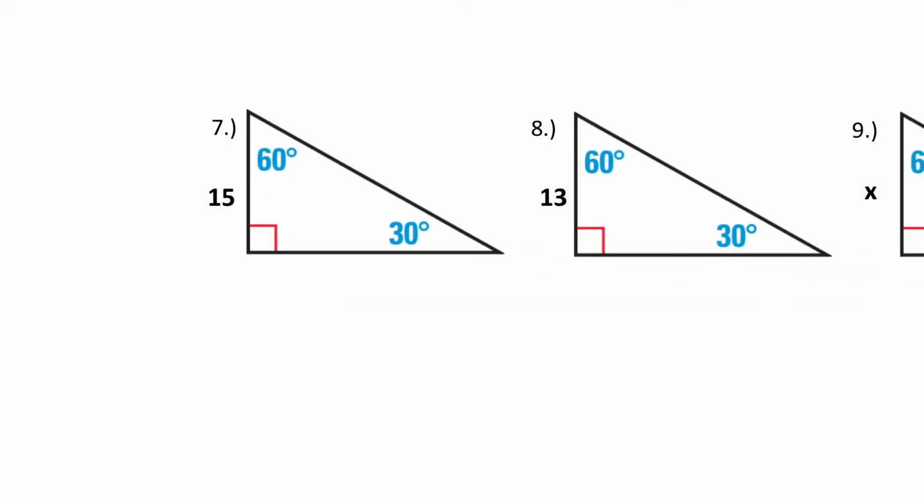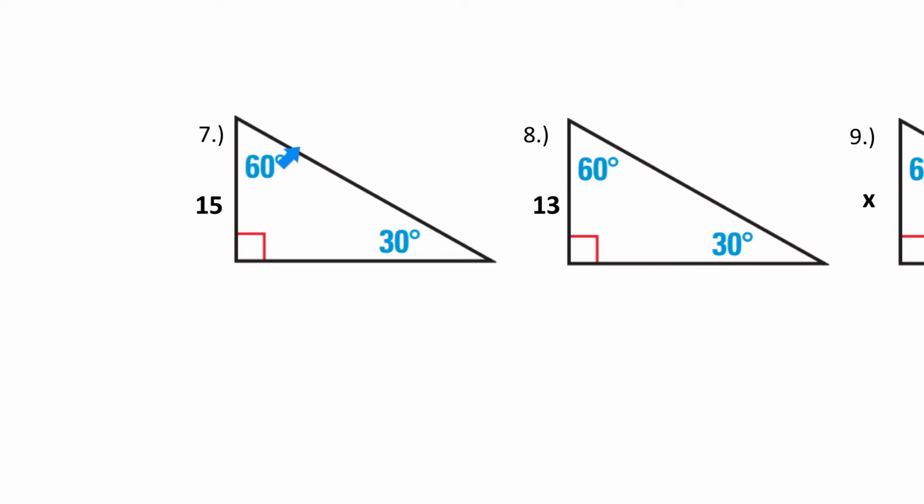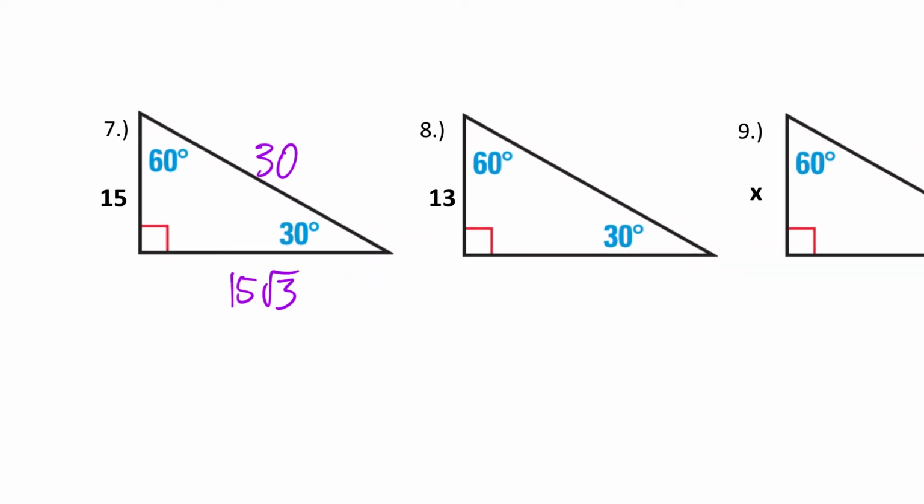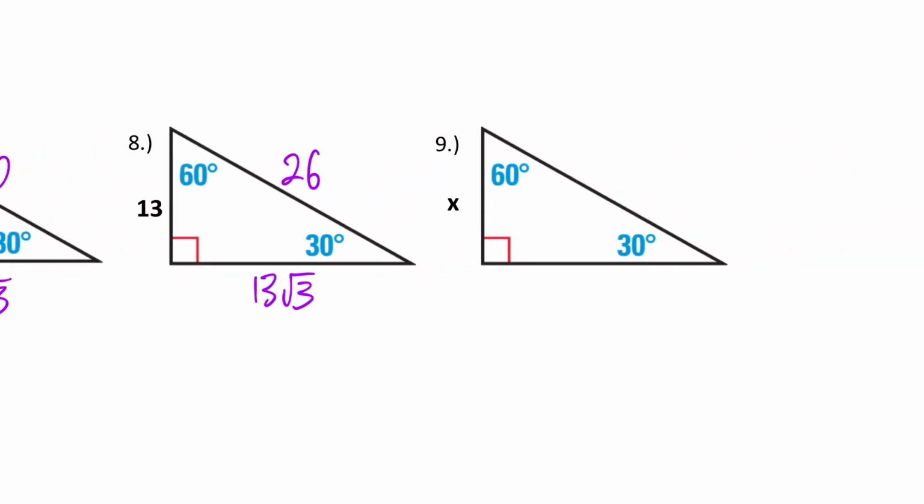Okay, so on number 7, how long is this side going to be? 30. It's going to be 30. How long is this side going to be? 15 square roots of 3. On number 8, how long is this side going to be? 26. And then the bottom down there, 13 square roots of 3.